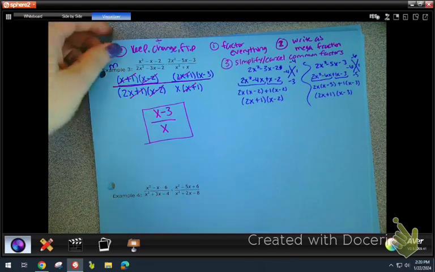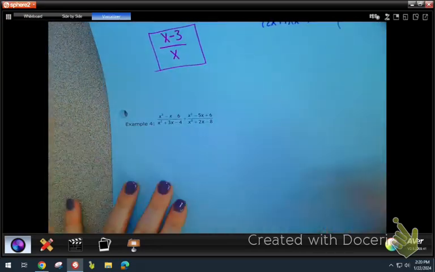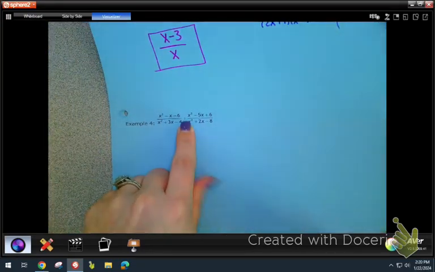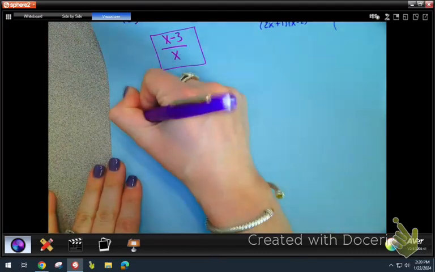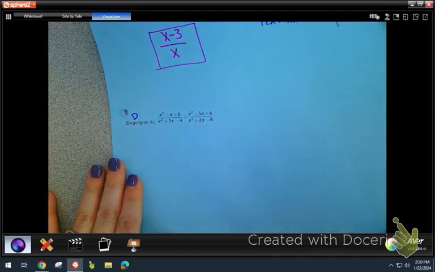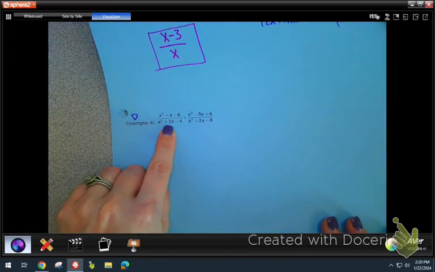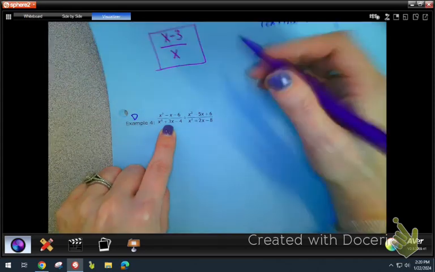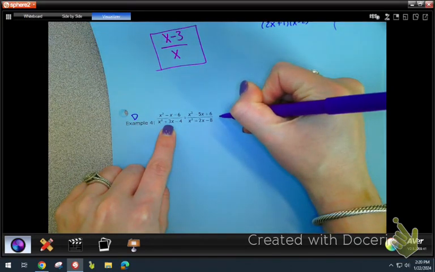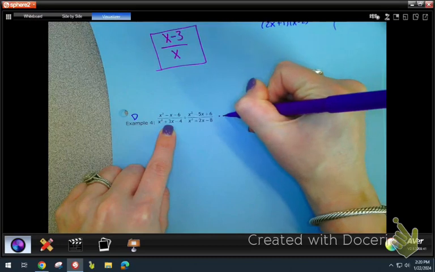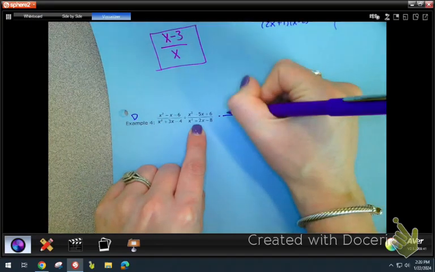Okay? Let's try a divide. This is a division. There's a division sign there. So, here's what I do. I'm lazy, and I don't like to rewrite a problem 800 times. So, I'm going to keep the first fraction the same. I'm going to go over here, change to a multiplication, and I'm going to go ahead and flip this guy.